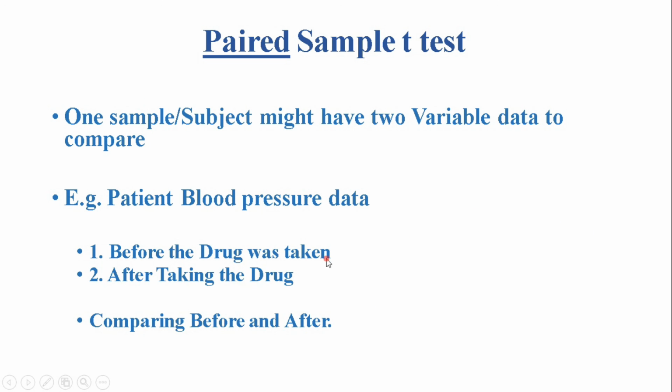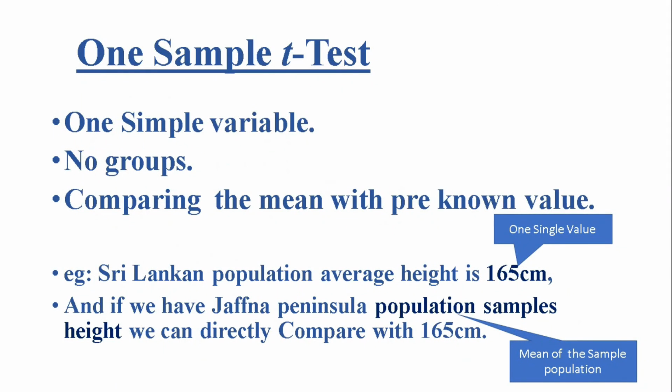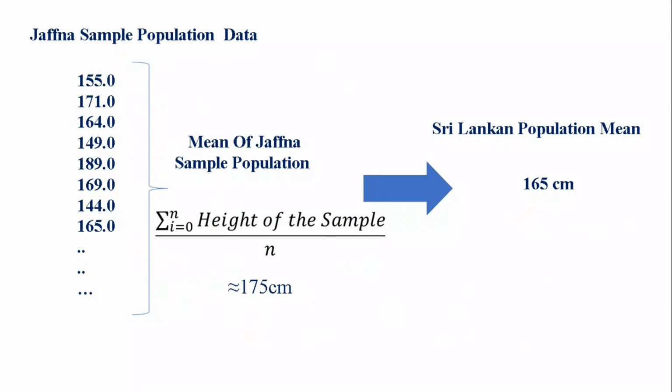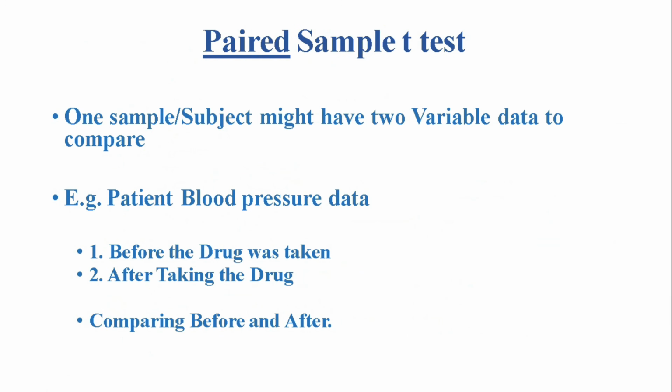So these are the simple three t-tests. The first one is the one sample t-test, the second one is the independent sample t-test, and the third one is the paired sample t-test. So let's get into the SPSS software and we'll look into it one by one.